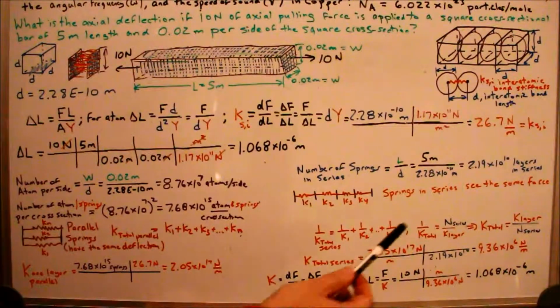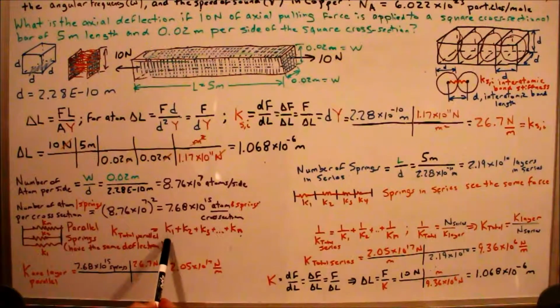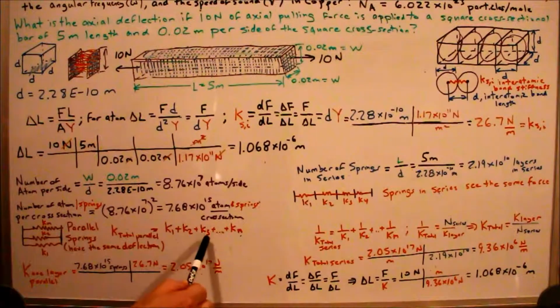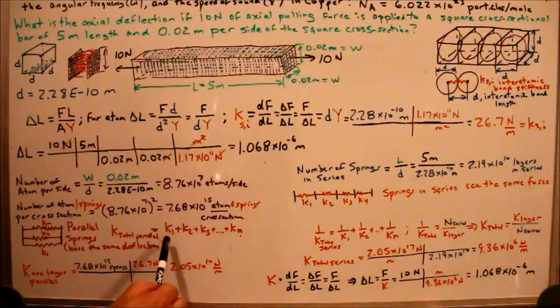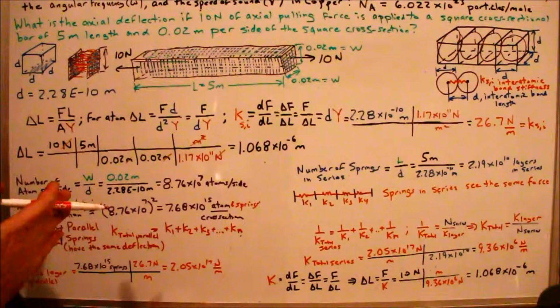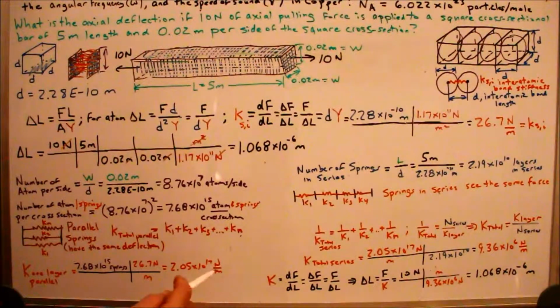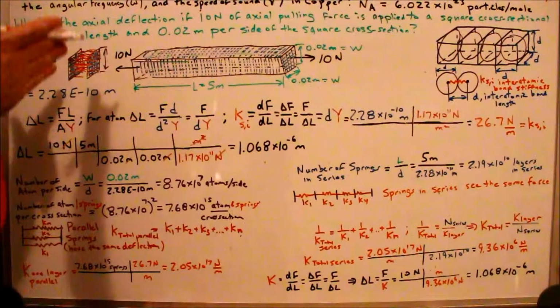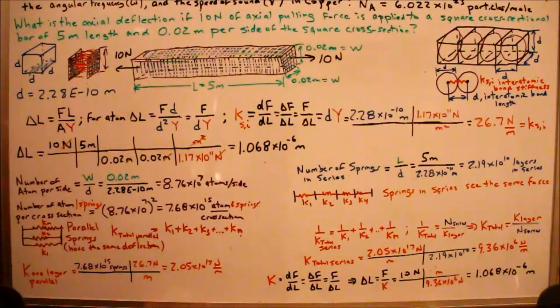So the stiffness of an individual one, I'm going to have this many of those springs all acting with the same deflection. So I would add up springs in parallel. You just add up the stiffness of all of them. So I have this many of them. So that's the stiffness of an individual spring, newtons per meter, times that many springs in one layer. So this is the stiffness: 2.07 times 10 to the 17 Newton per meter. That's the stiffness of this one layer of springs.